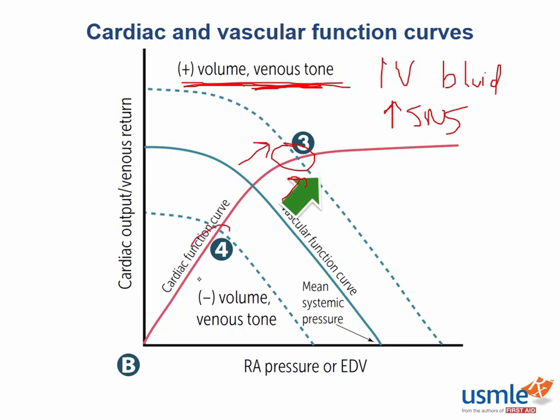So in number 4, in situations of volume loss, or in terms of loss of venous tone, such as in situations of acute hemorrhage or spinal anesthesia or neurogenic shock, we see the exact opposite of giving somebody a bolus or activating the sympathetic nervous system.